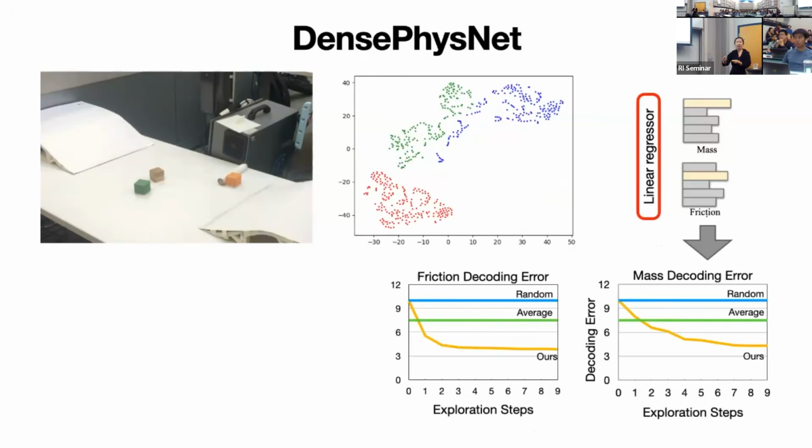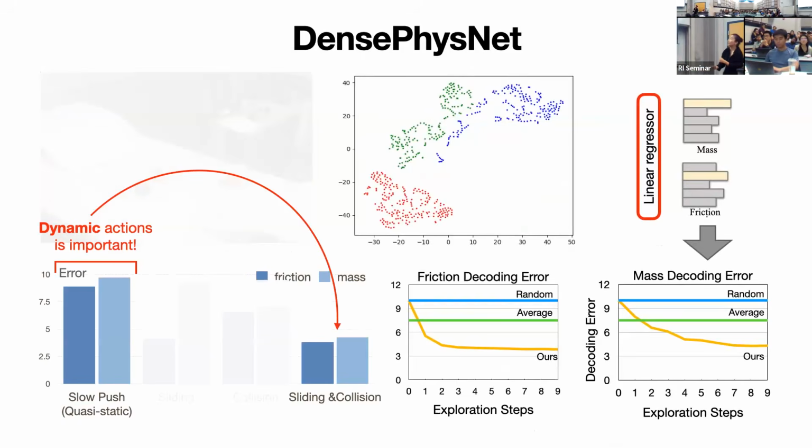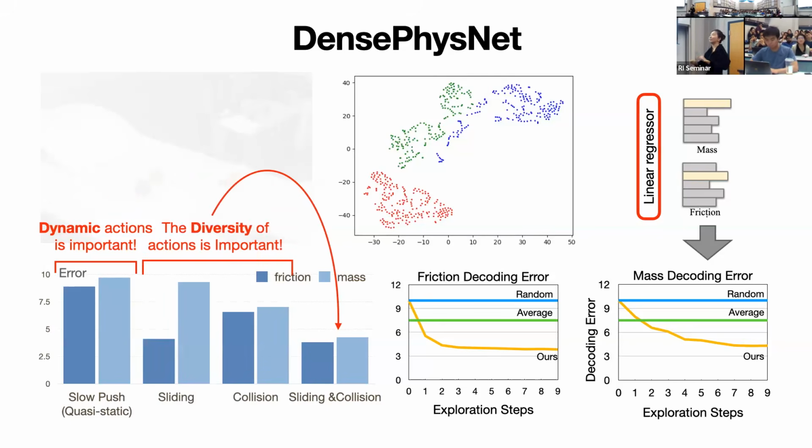To further verify that, we trained a linear decoder, or regressor, that tries to decode the exact physical properties from those feature embeddings. And here is the prediction error with respect to the exploration steps, which shows that with more and more interactions, the system is able to accumulate knowledge about the physical properties of the object. When we compared with the system that only uses quasi-static action, we can verify that dynamic action is very important for revealing those physical properties. Similarly, when we compare with the system only using one type of interaction, we also notice that the diversity of the action is very important because that helps us decouple the different physical properties.